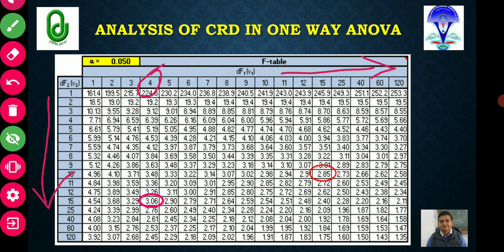And error degree of freedom, this side. So 5 into, and your replication was 4, so total degree of freedom for error will be coming 15. So at 4 degrees of freedom for treatment and 15 degrees of freedom for error, the value is 3.06. Whatever calculated F value you are getting, if it is greater than the tabulated value, you have to reject the null hypothesis. If it is lower than the tabulated value, you have to accept the null hypothesis.